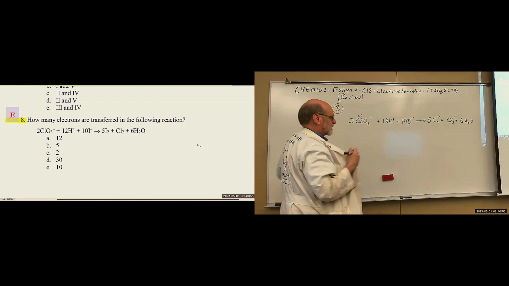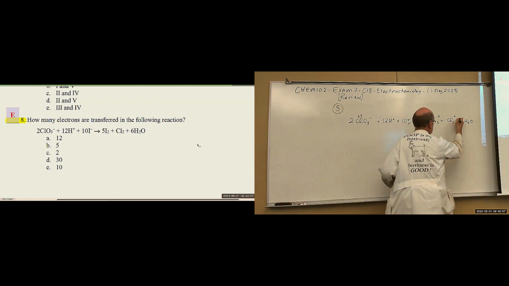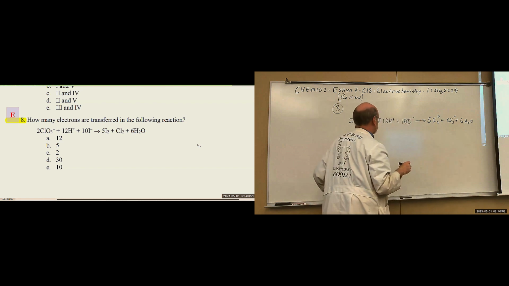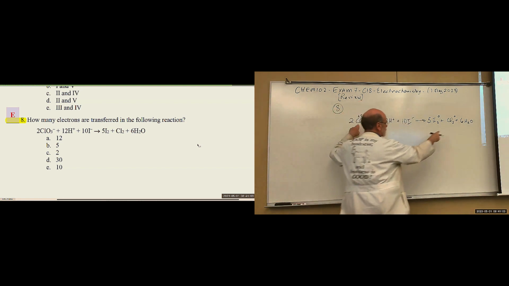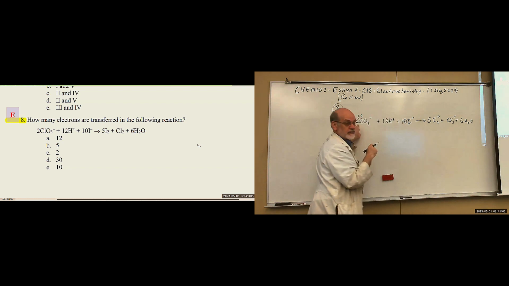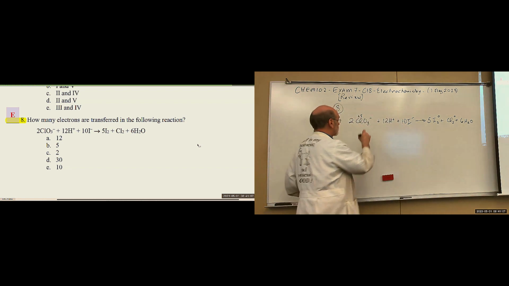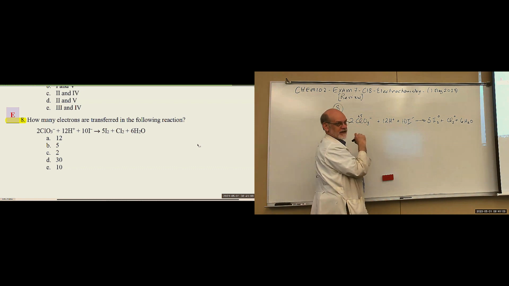Okay. So let's do it this way. Let's just draw our connector lines. If this chlorine is going from plus 5 to 0, it had to lose 5 electrons. Not gain 5 electrons.